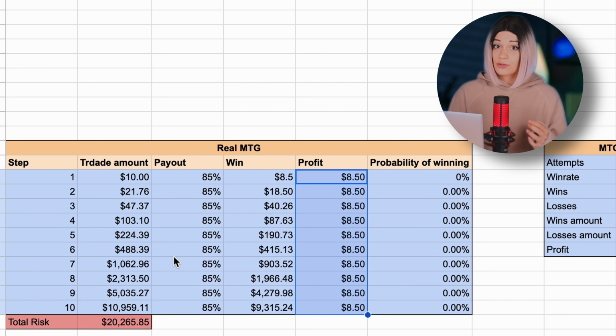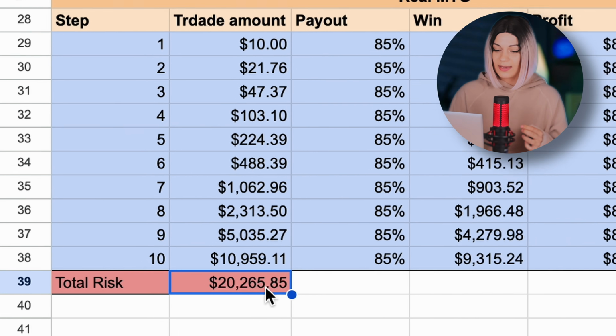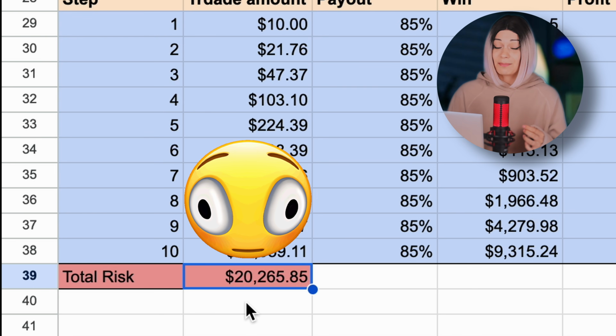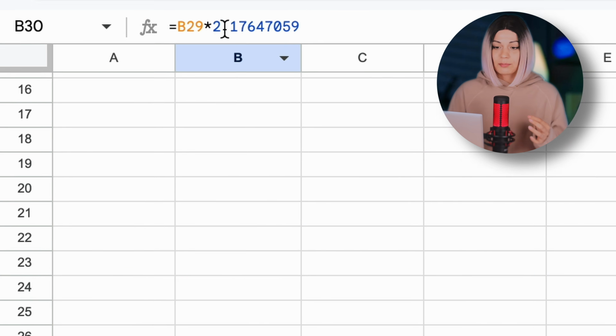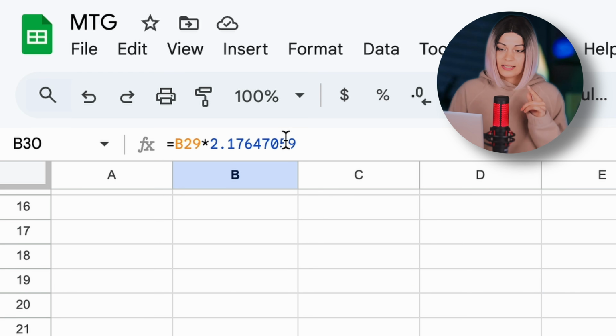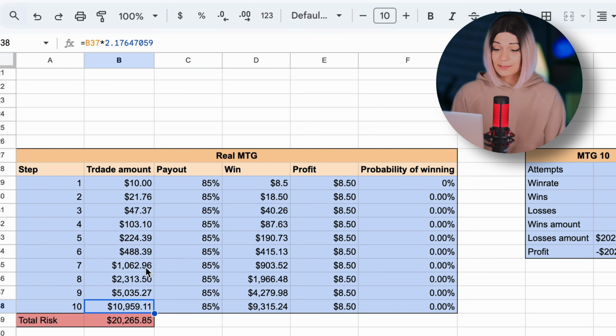$10,230 with payout of 100%. With 85% payout, our total risk is going to be much higher, $20,265. You will need to open 10 deals with Martingale on binary options. With correct Martingale, multiply not by 2, but by this 2 point something. But okay, let's imagine you have that $20,000.